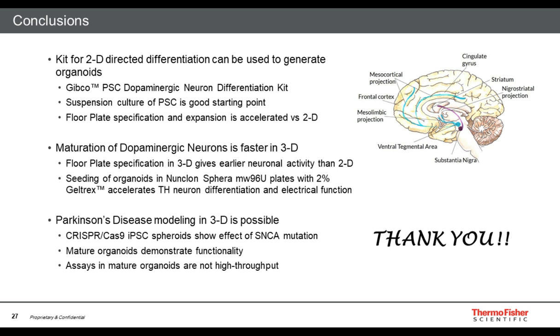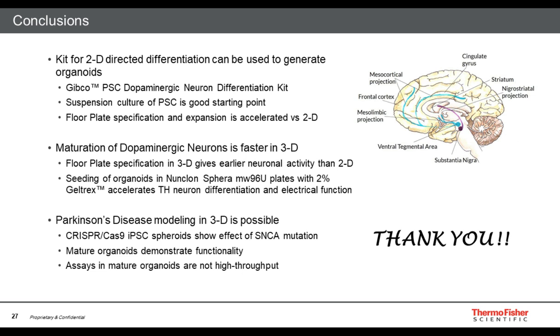Also, we find that the floor plate specification and expansion is quite accelerated in 3D compared to 2D. Furthermore, the maturation of the dopaminergic neurons themselves is faster in 3D. Doing the floor plate specification in 3D gives you earlier and stronger neuronal activity than 2D specification.